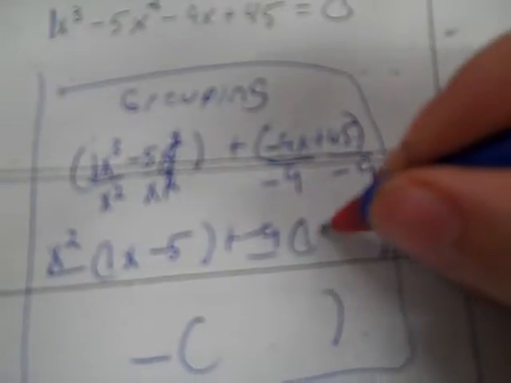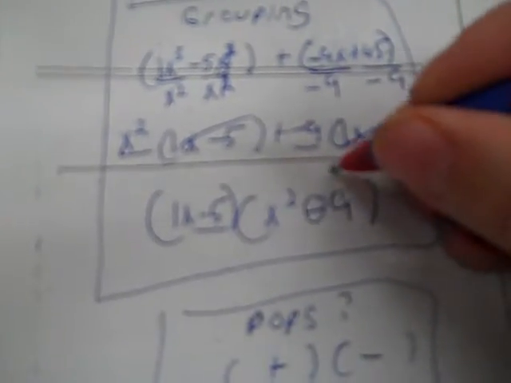And that's 1x minus 5. So I have 1x minus 5, 1x minus 5. That's going to come out here. And I have x second and negative 9. So x second minus 9. Now this is not a difference of perfect squares, but this one is, because I got 3 times 3, and I've got x times x. So I'm going to circle that.